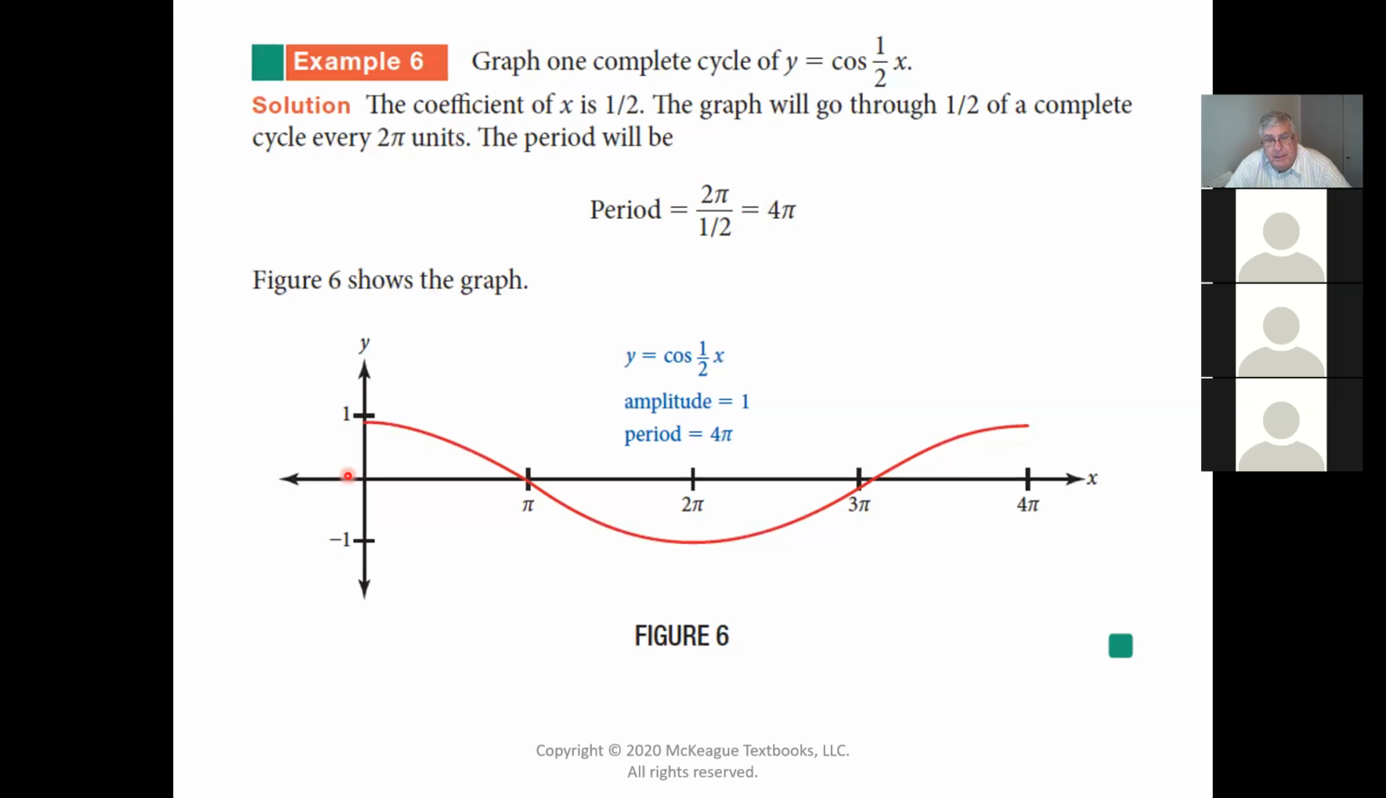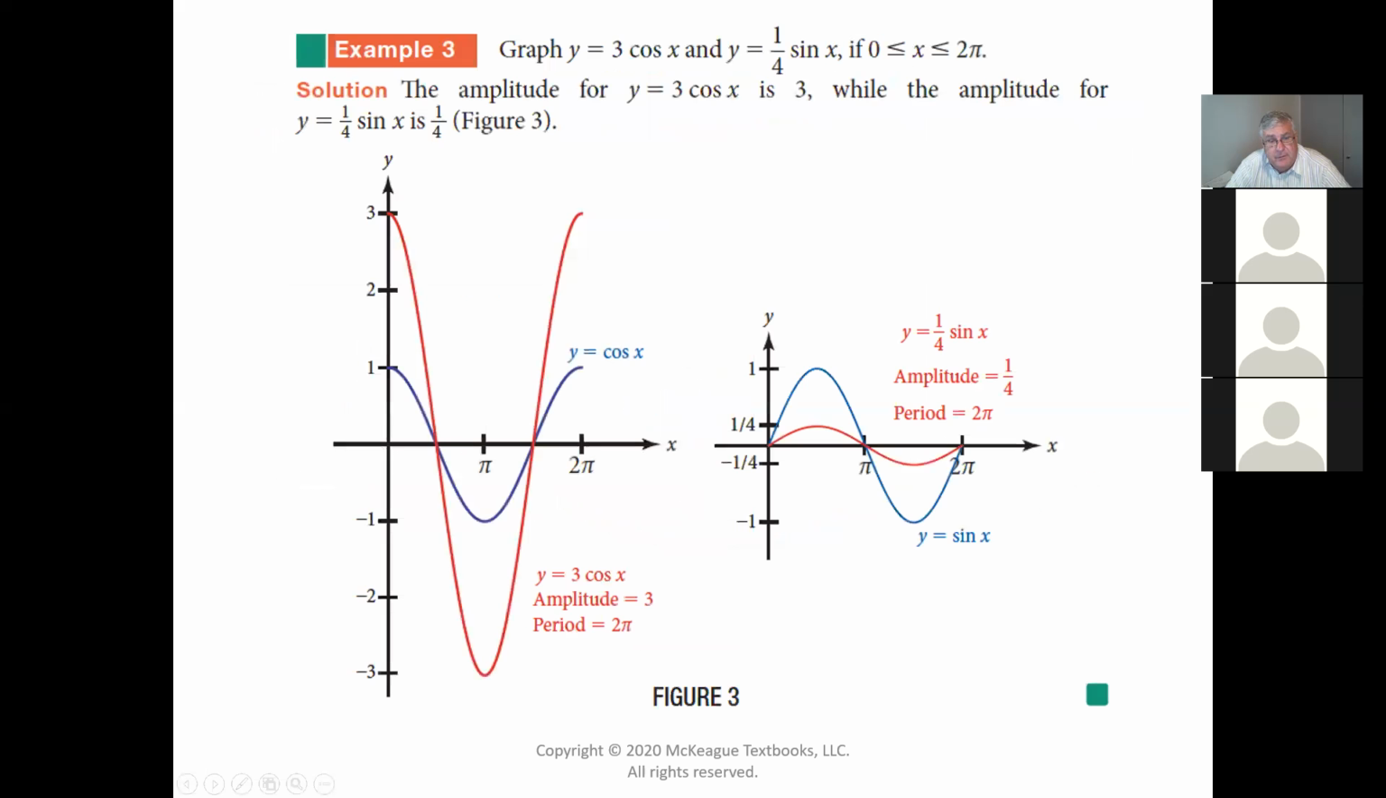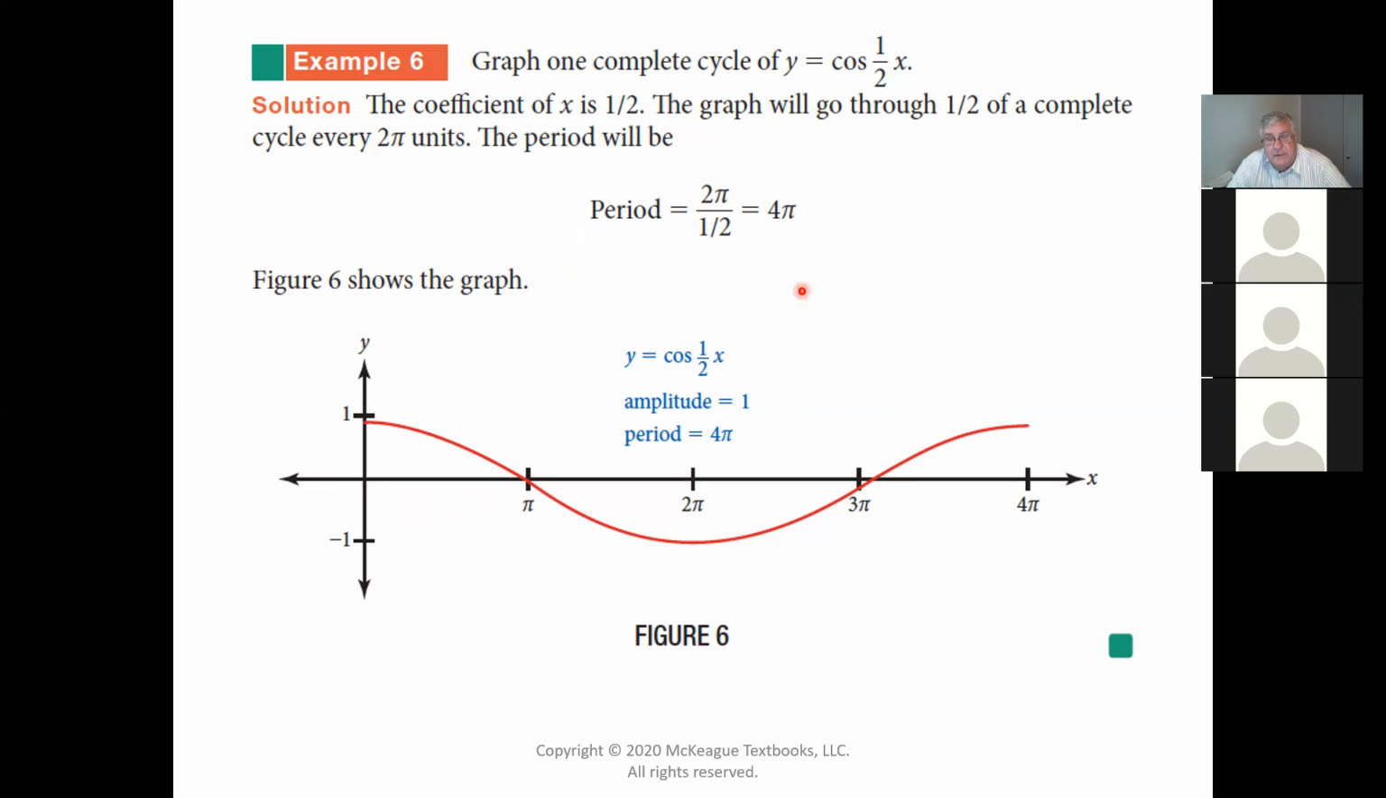So notice this period here is twice the period of the graph of the basic cosine function, y equals cosine x. So multiplying the argument x by 1/2 causes the period to double. Okay, the period doubles.